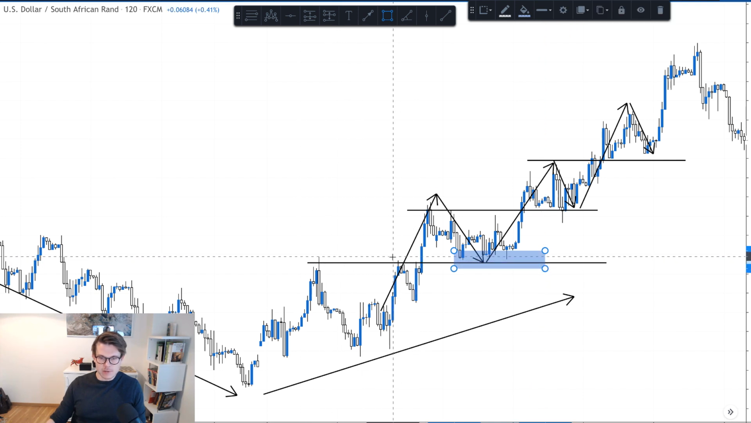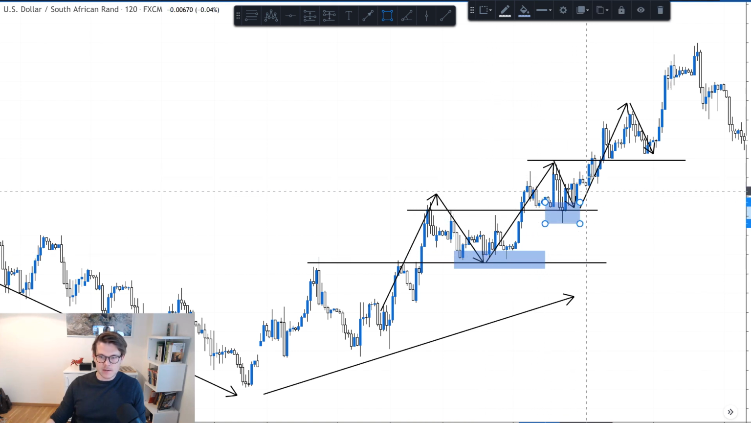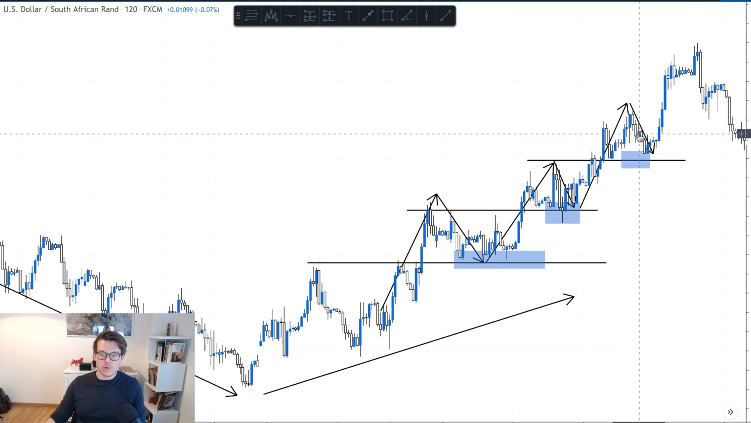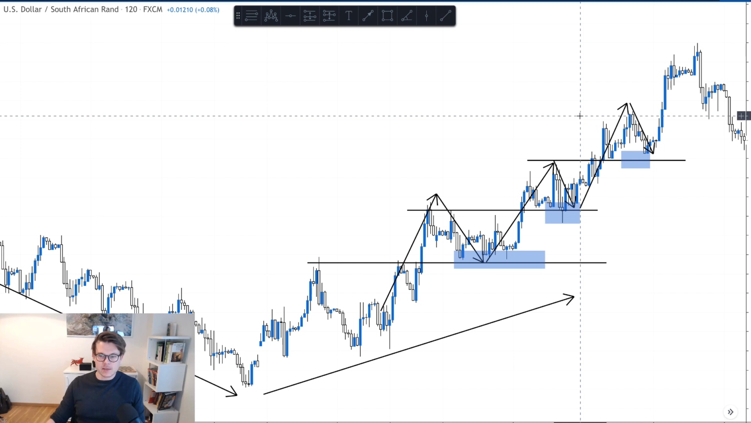So here you have a double top. The market breaks out, comes back, retests it, and then again breaks out, comes back here, breaks out, comes back here, and so on and so forth. And you will be able to see that across many markets. So that's the second strategy.